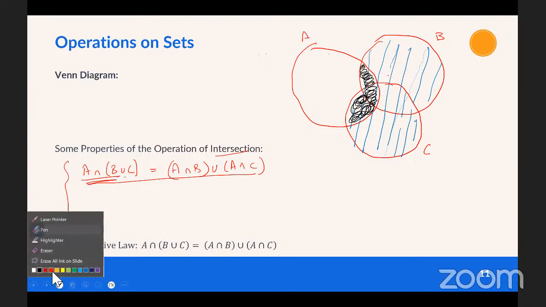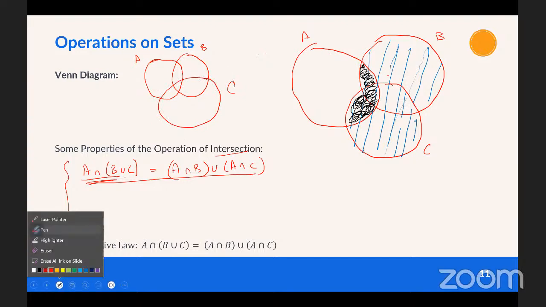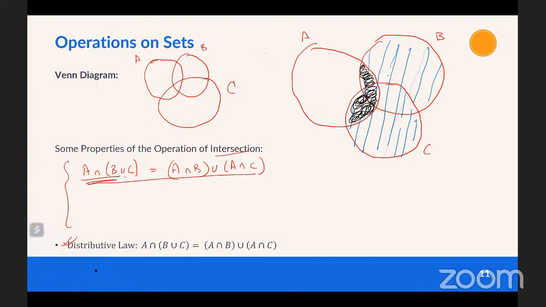Now, if I draw another diagram with these three circles, set A, set B, and set C, so you can see it clearly. So we will do first A intersection B. So what is A intersection B? A intersection B is only this region, right? And the next thing is A intersection C. So what is A intersection C? This region, A intersection C.